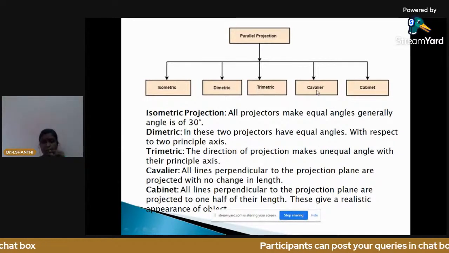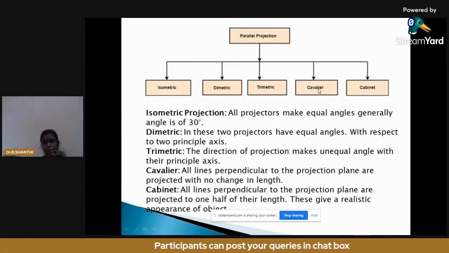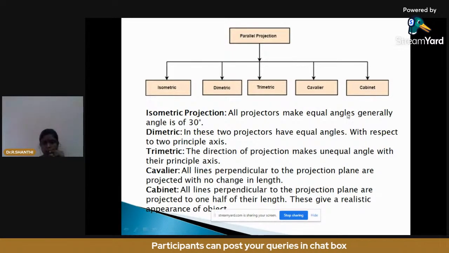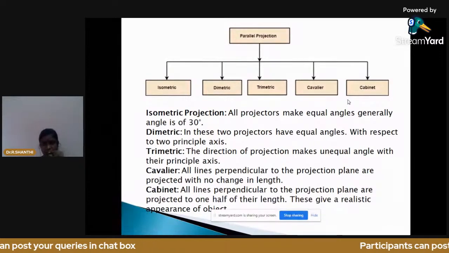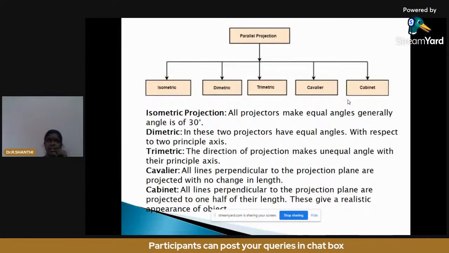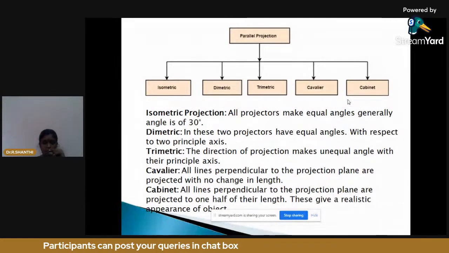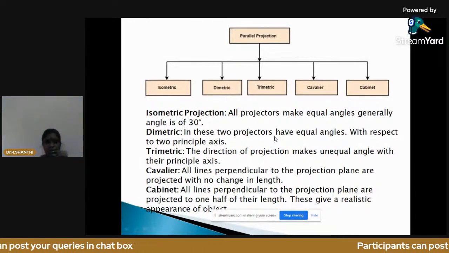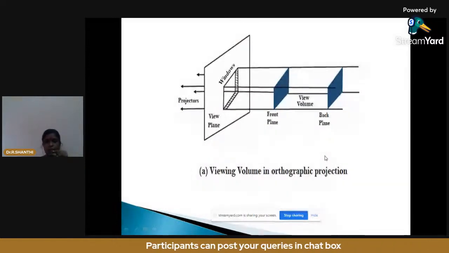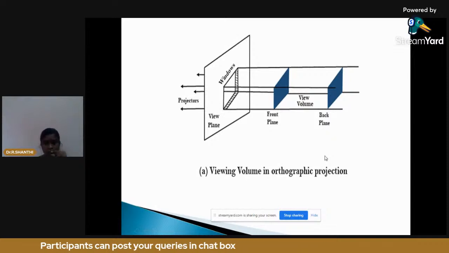This is cavalier projection. In cavalier projection, if you have some lines and all the lines are perpendicular, then there will be no change in the length. If there is no change in the length, then you call it a cavalier projection. If you go for the cabinet, this will be only half of the length. See, if I have 50, then it will be reduced to 25, right? This will give the realistic image. Once you keep on extending, even in normal life, when you zoom a picture, it will lose its originality, right? So this will be reduced to half, which gives the realistic picture.